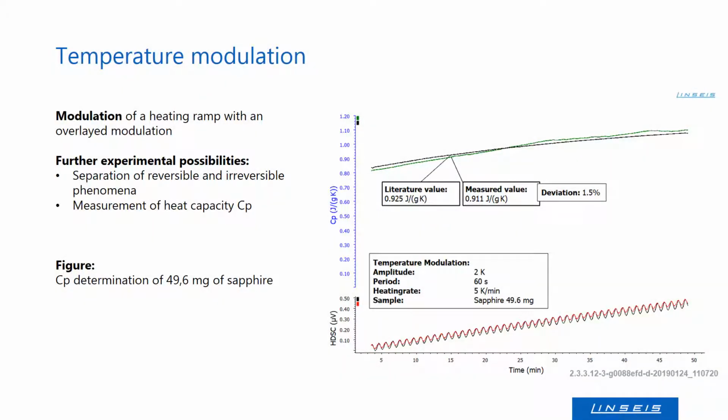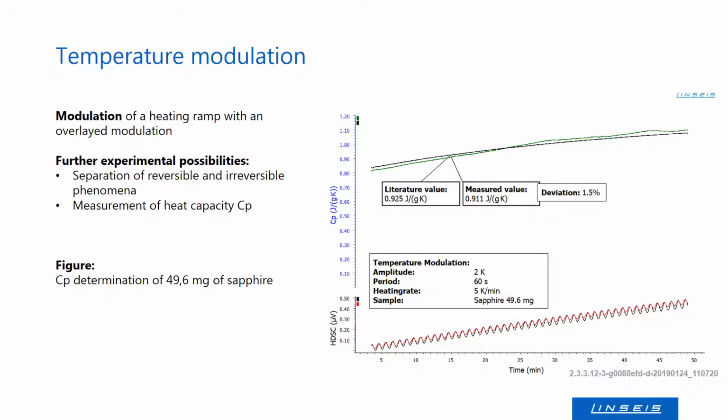Besides the hardware options, there are also software options available. One of them is the temperature modulation. A heating ramp with an overlaid modulation offers further experimental possibilities. For instance, the separation of reversible and irreversible phenomena or the measurement of the heat capacity Cp.